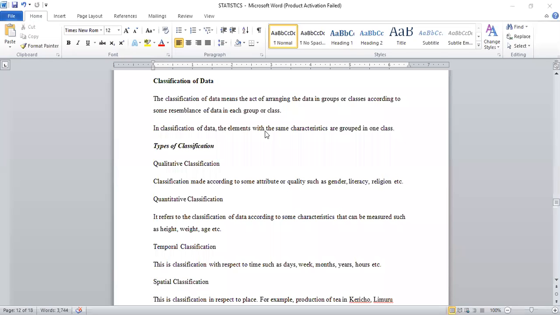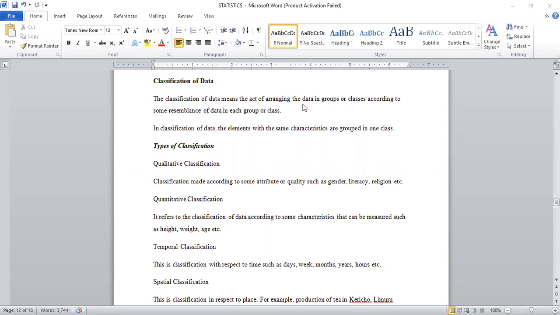Okay, so today I want us to discuss classification of data. I want us to briefly go through it. I believe we have already covered this, so it's just a summary. So like we said, classification of data is basically the act of arranging the data. You're arranging the data in either groups or classes according to some shared characteristics.